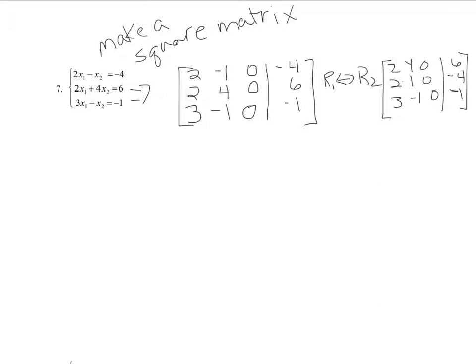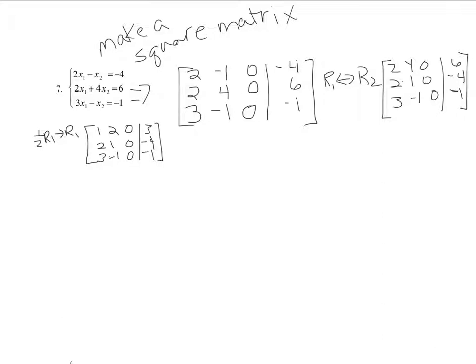Now I can take 1/2 times row 1 and make that my new row 1. When I multiply through, that's going to give me 1. 2 times 1/2 is 1. 4 times 1/2 is 2. 0 times anything is 0. And 1/2 times 6 is 3. Second row has not changed. 2, 1, 0, negative 4. And 3, negative 1, 0, negative 1 is my bottom row.